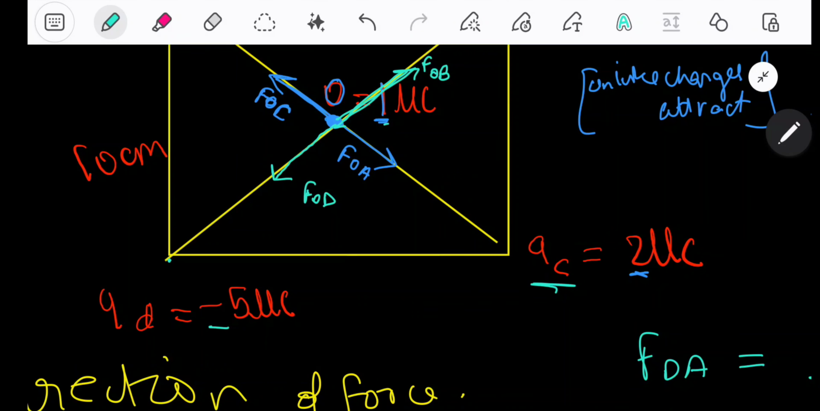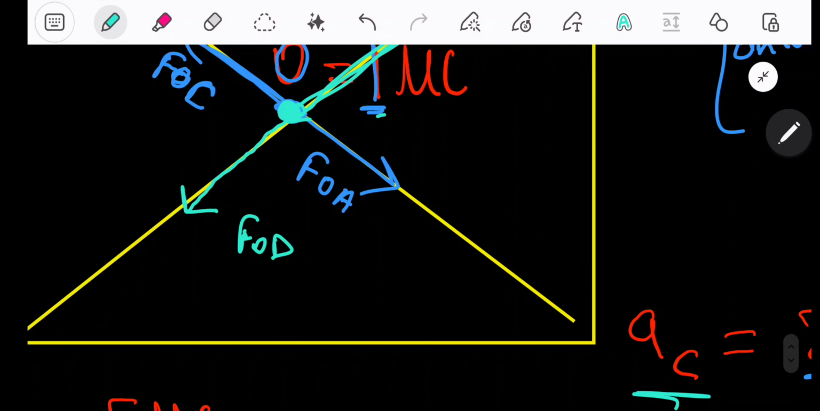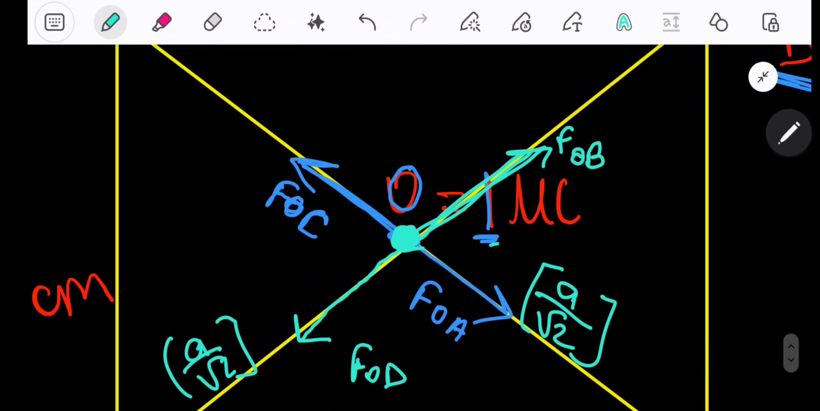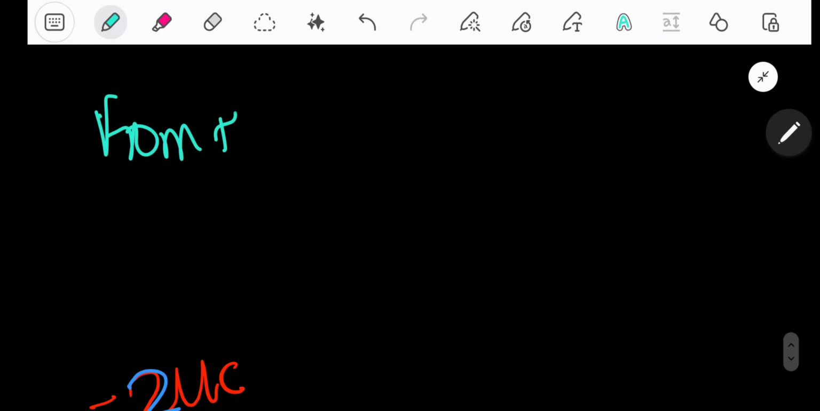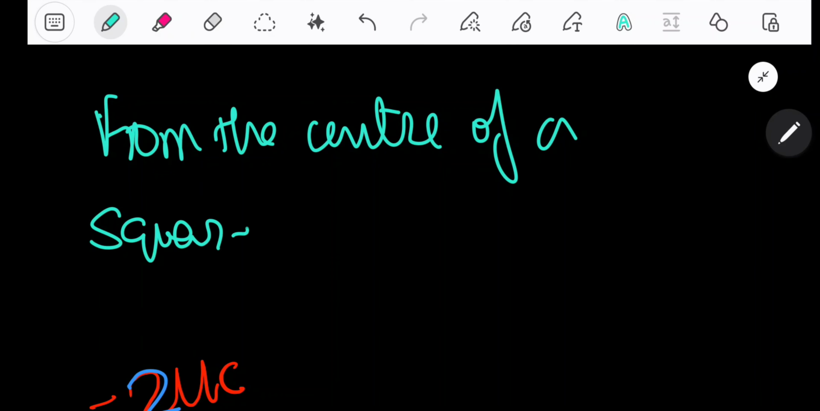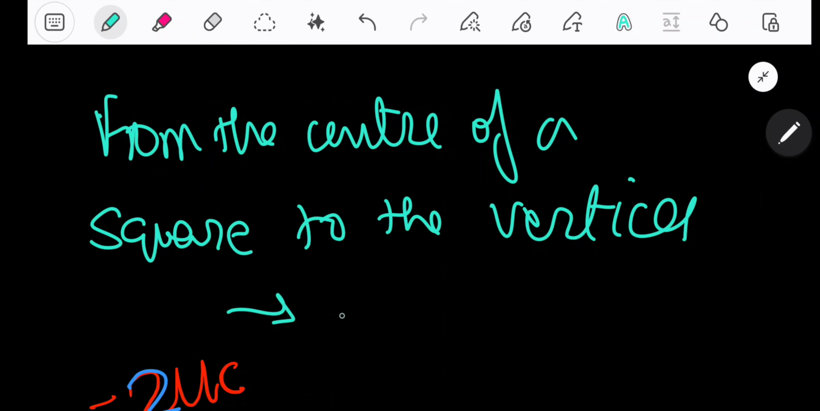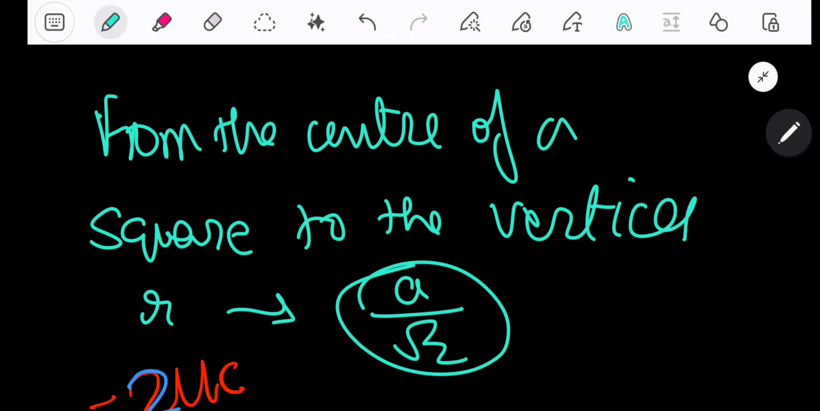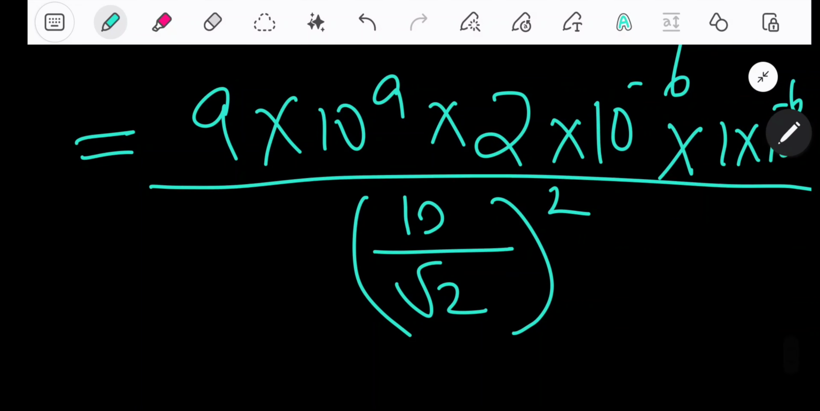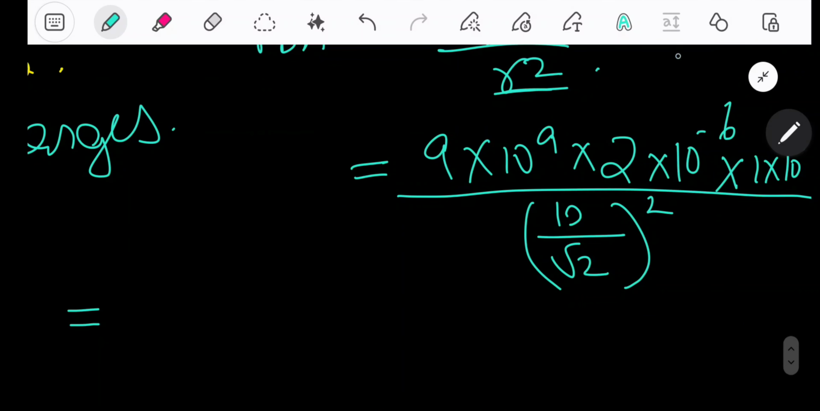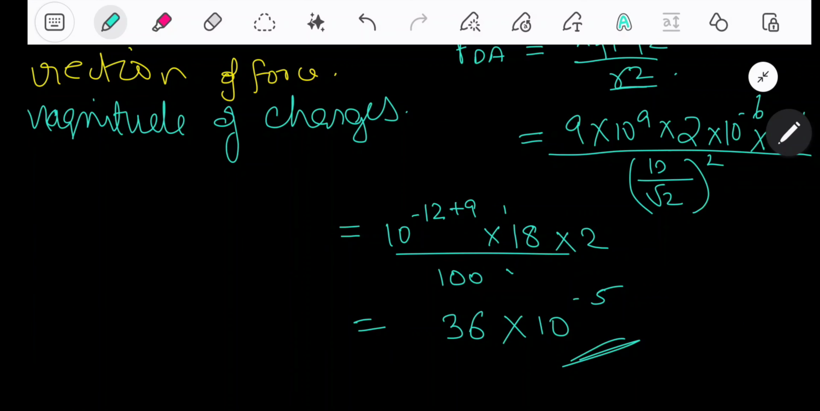Basically, you have to just remember this formula: from the center of a square to the vertices, the value will be side by root 2. So this will be side by root 2, this will be side by root 2, this part will also be side by root 2, and this will be side by root 2. So this is your formula. From the center of a square to the vertices, the length R will be side by root 2. We're going to use that over here. Side is 10, so R is 10 by root 2, the whole square. This is how you find it. Now you just have to calculate. Alright, you get this value.